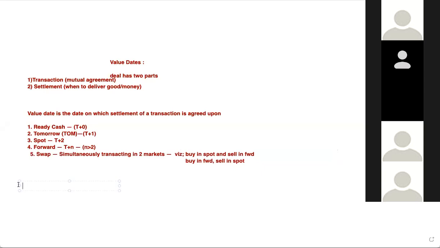Yesterday we were seeing about two-way quotes and one-way quotes. Correct? We will discuss both. We will go to cross currency rate.